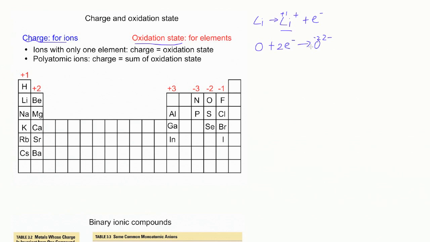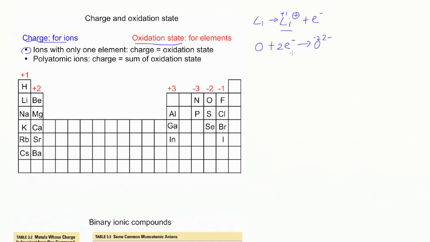Now, what's the connection between the charge and oxidation state? Here are the 2 rules that you need to follow. The first one is if you have only one element in the ion, then the charge equals the oxidation state. Take a look at these 2 examples. Lithium loses 1 electron to give you lithium 1 plus, the lithium cation. The charge is positive 1. Because this ion has only one element, the charge is the oxidation state. So the oxidation state for lithium is positive 1.